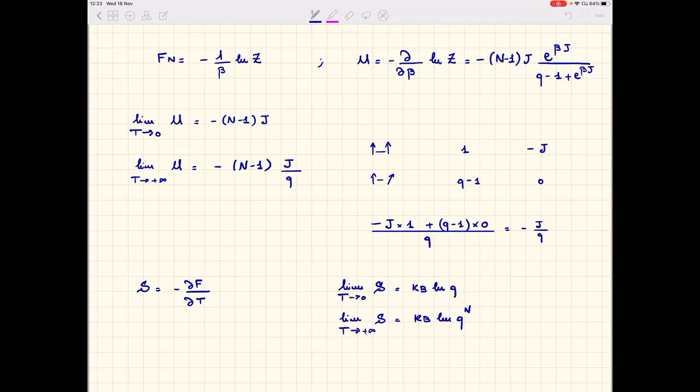And next time we're going to do something called a transfer matrix, which is a very general and important way to compute partition functions of models defined on a lattice.